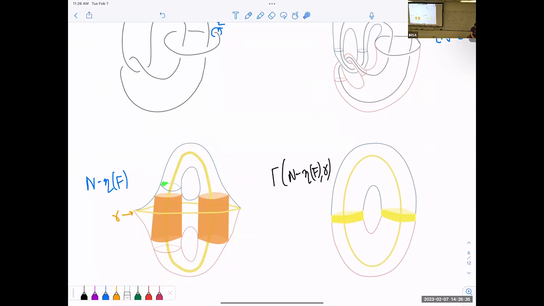Now there's a product region here. So I've already drawn in the annuli. So there's a pair of pants here. This is the window for the suture manifold, and then we cut out that window, and we're left with the guts of that suture manifold. So this is the gamma for that. There's no, you know, R plus is up here and R minus is down here for these annuli.